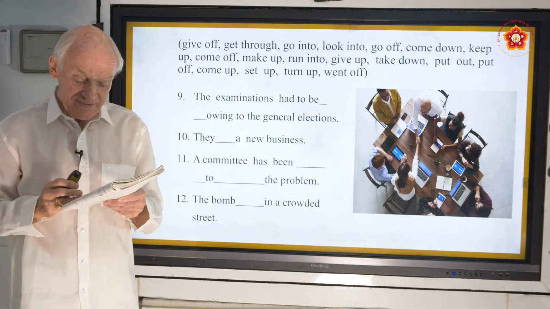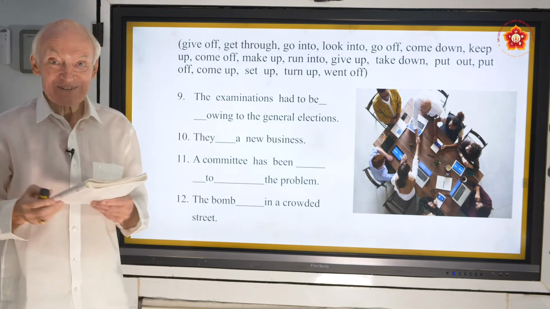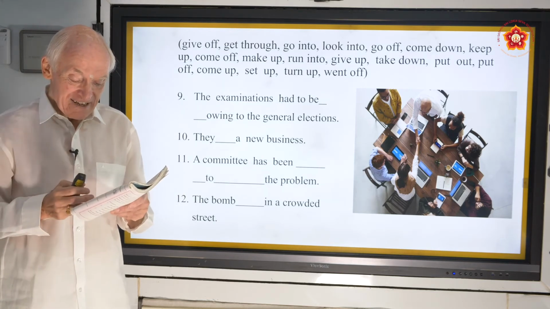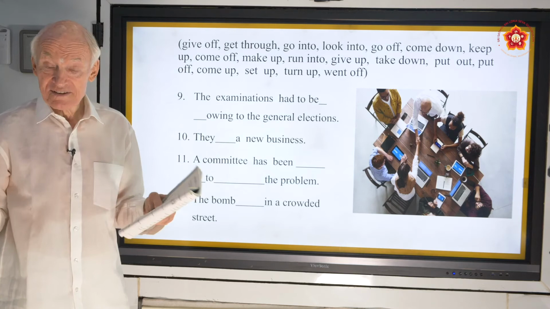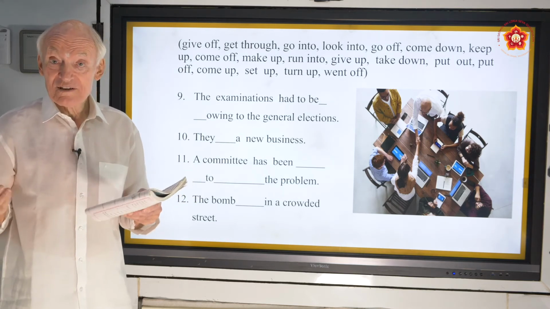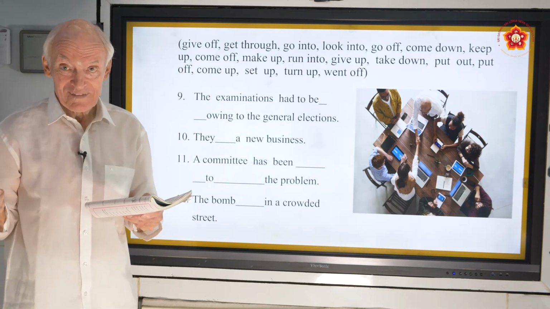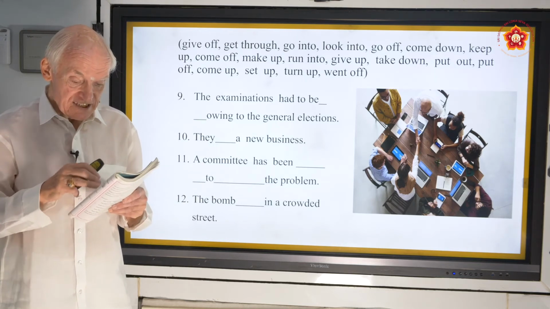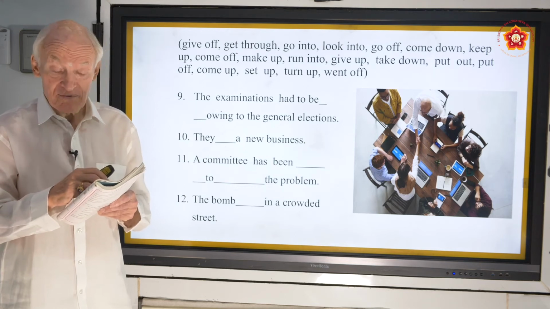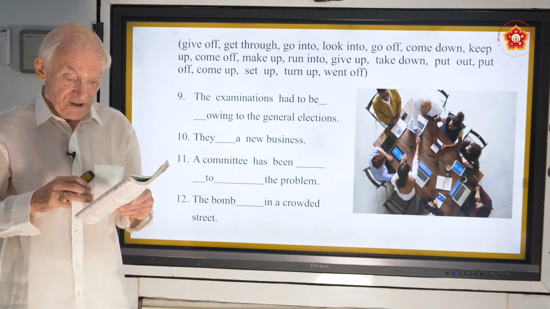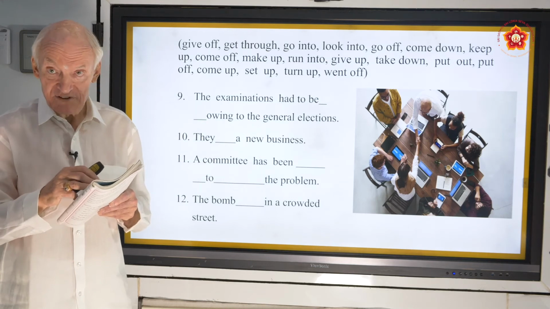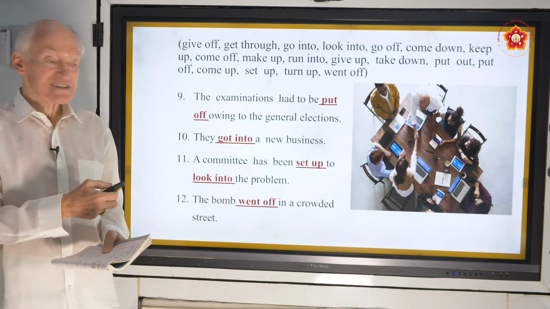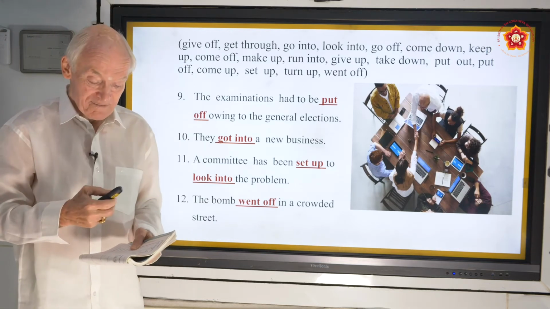And then number 11, the committee has been, now this question has two of these phrasal verbs. Very clever. A committee has been organized, set up to do what? To look into the problem. All right? So we see from our phrasal verbs, we have the committee has been turned up, set up. We see the word set up. To, what does it do? It looks into. On the first line, you can see look into. Is that correct? Yes, the committee has been set up to look into the problem.